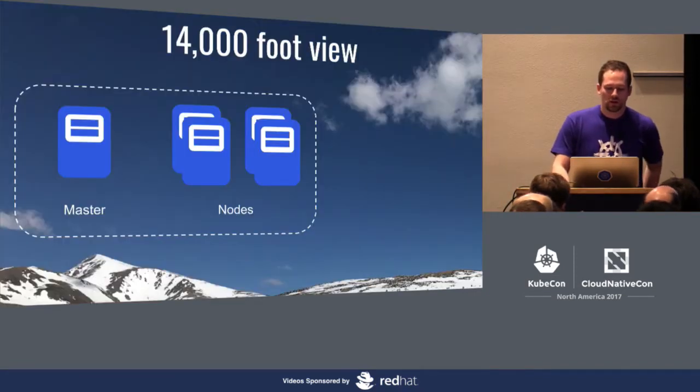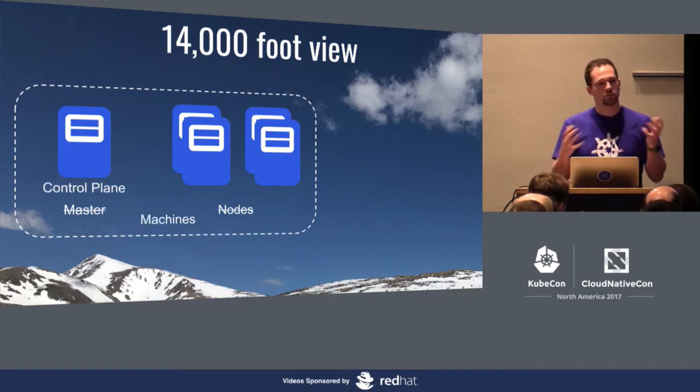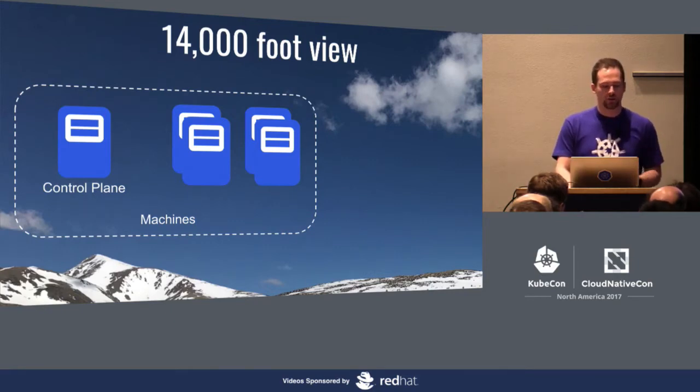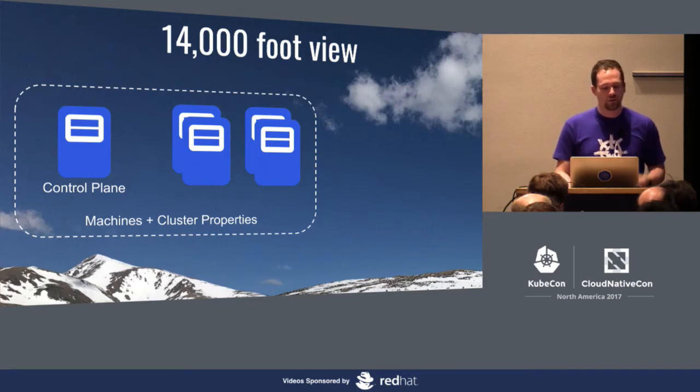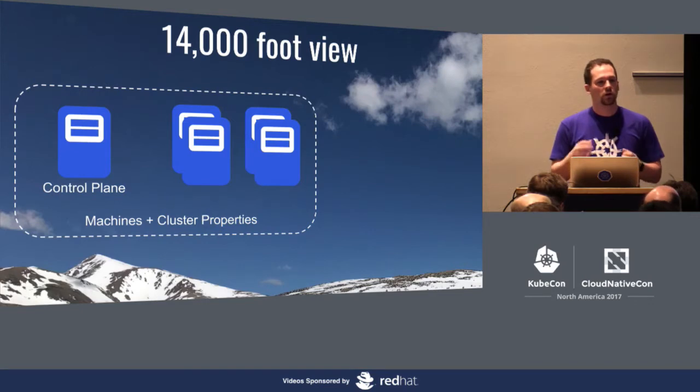So if you look at the very high-level view of what a Kubernetes cluster is, most people think about a cluster as having some master and some nodes. But really what we have is a control plane and some machines. The machines become nodes by virtue of the fact that they're running kubelets, but they're really just machines. And in addition to machines and the control plane, we have some cluster-wide properties. There are some generic things that need to be spread across the whole cluster that aren't part of the control plane and aren't part of the machines themselves, but are properties that need to be distributed across the different parts of Kubernetes so they all work together.